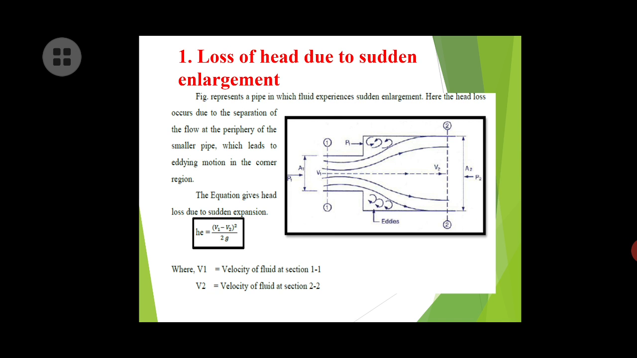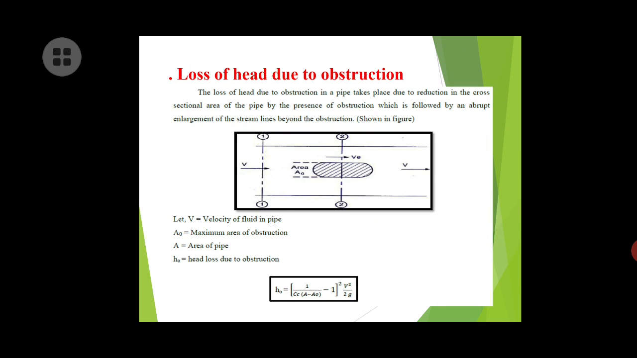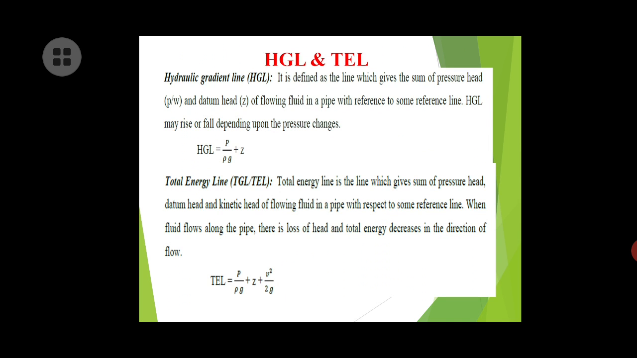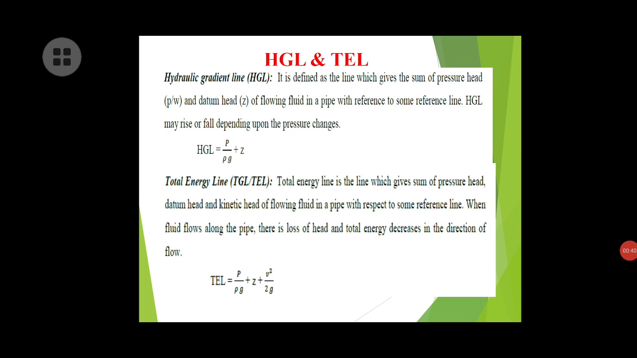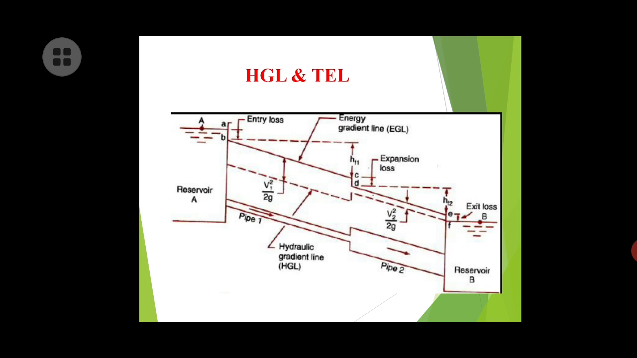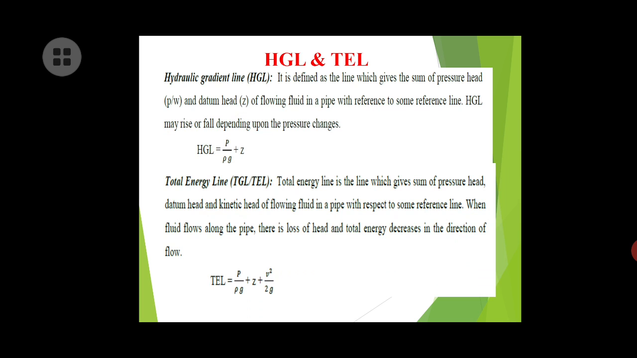In the previous lecture, we saw minor losses. So firstly, see the diagram. Firstly, HGL. In liquid there are three energies: pressure head, datum head and velocity head.